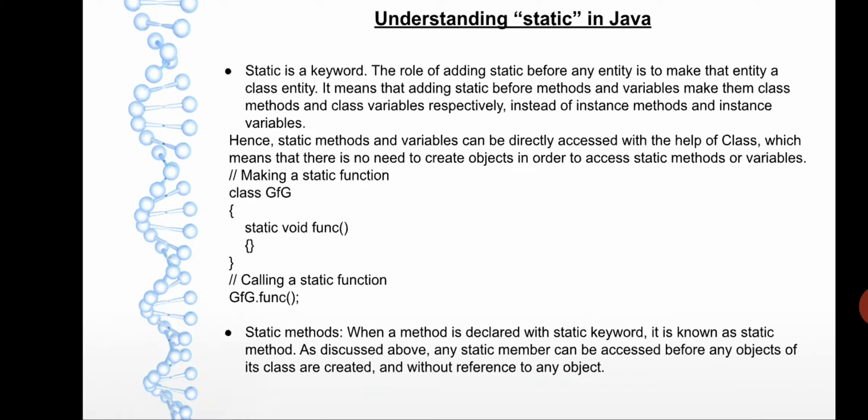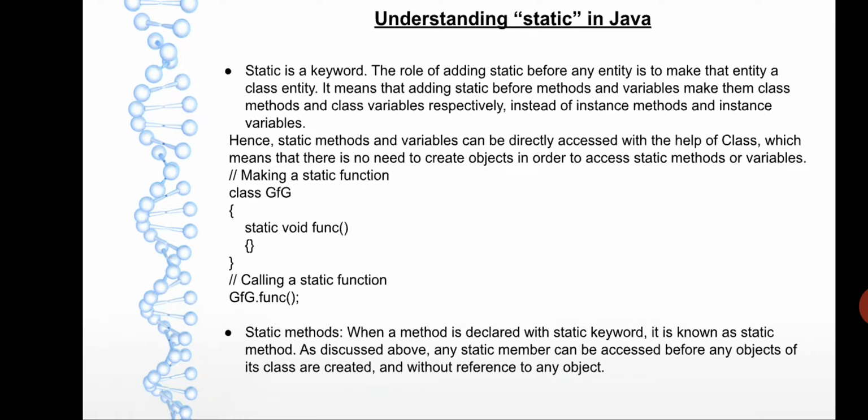So static is a keyword. The role of adding static before any entity is to make that entity a class entity. So if you want to make a particular method a class entity, or a part of the class, then you can go for a static method. It means that adding static before methods and variables makes them a class method and a class variable respectively, instead of instance methods and instance variables. What do you mean by a class method and class variable, and what is the difference between a class method and an instance method, or a class variable and an instance variable?